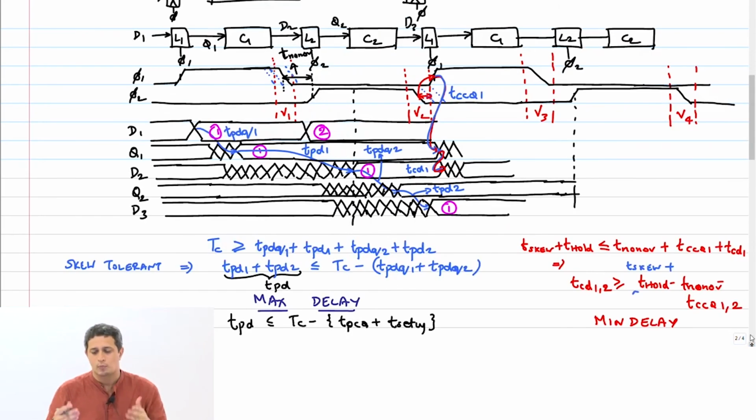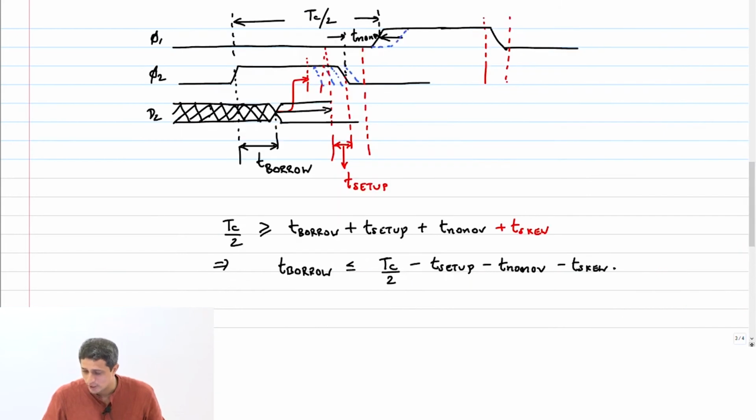So now, what is the whole point of time borrowing? Why is it very good? And why is it that the latch system allows it, but a flop based system does not allow it?